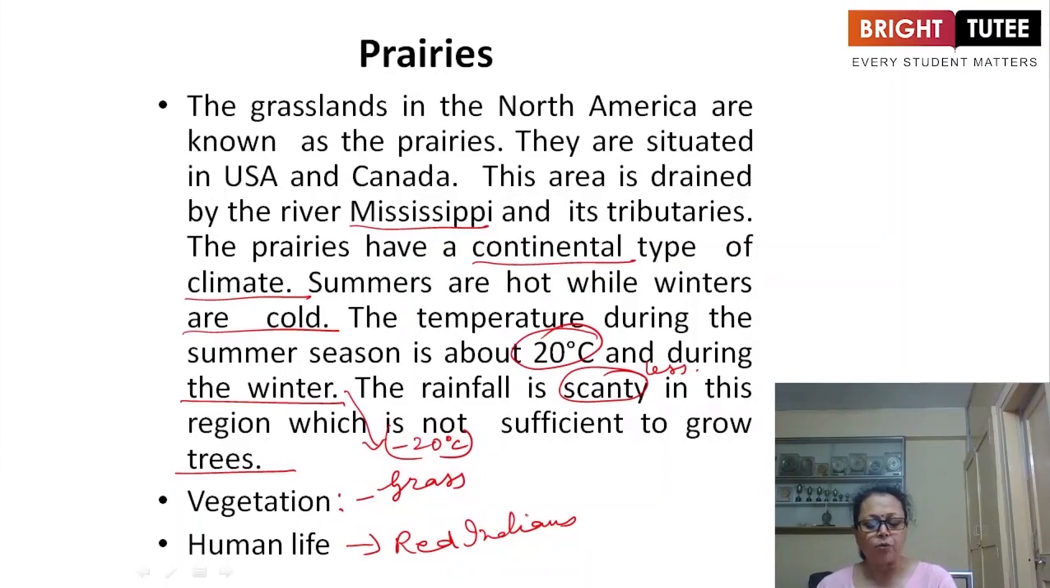Most of the people who are settled here are migrants from Europe or are the descendants of the Europeans. Either they are these Red Indians, or they are from Europe or descendants of the Europeans. The prairie is the most important productive agricultural land in the world. Most productive land.